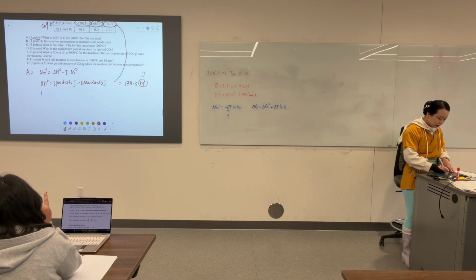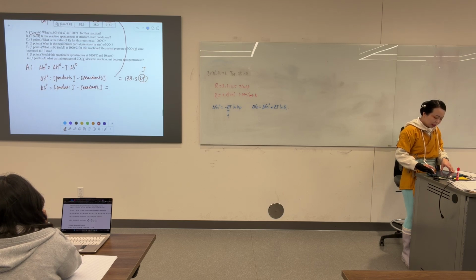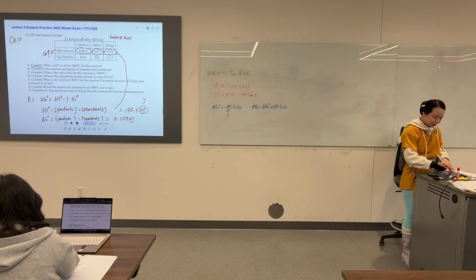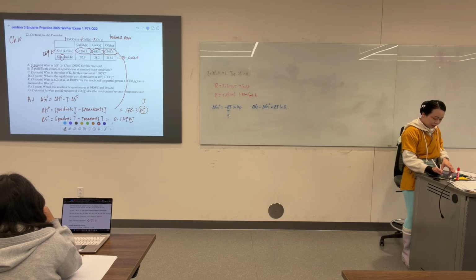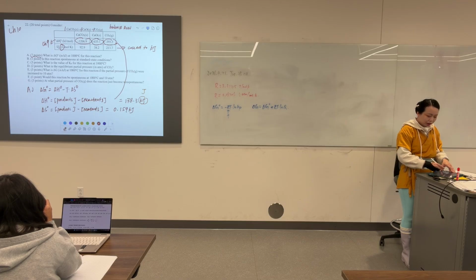Okay, delta S we will do the same. It's still product minus reactant, just the second line. Plug in the second line, and that will give us 0.159. This one is in joules, so I just convert it to kilojoules, just to make our life better when I plug into delta G.